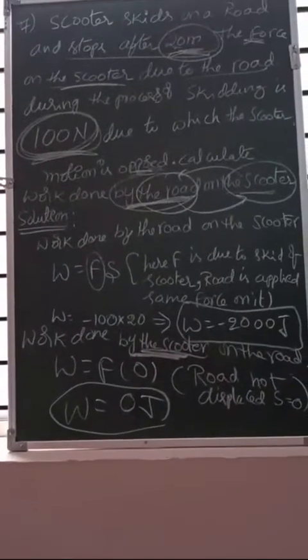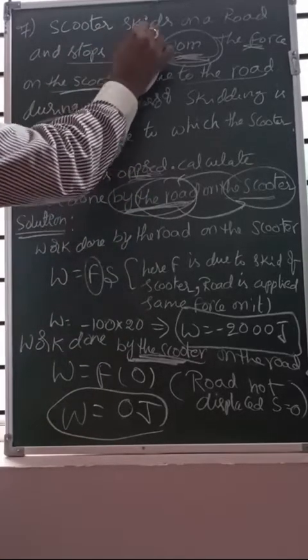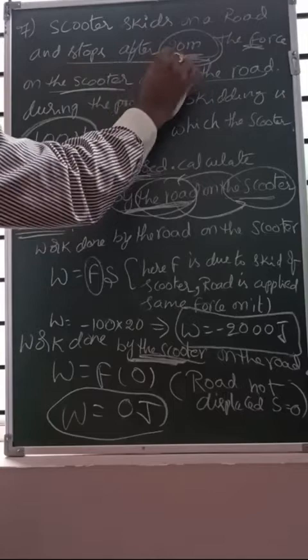Good morning, students. In yesterday's class, we already learned the work theory. Now today we will discuss some small problems upon it. In that we have 5 problems. Direct formulas are there. A little bit twisted sum will be the 7th. Here we are discussing a scooter that skids on the road and stops after 20 meters.